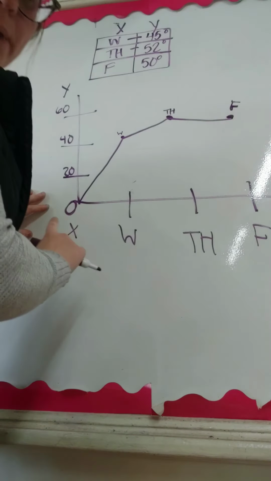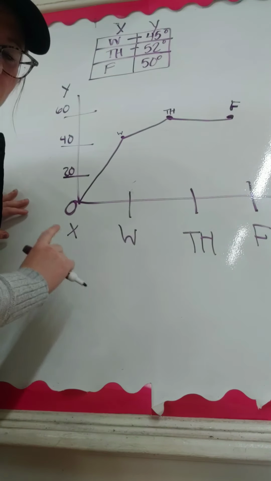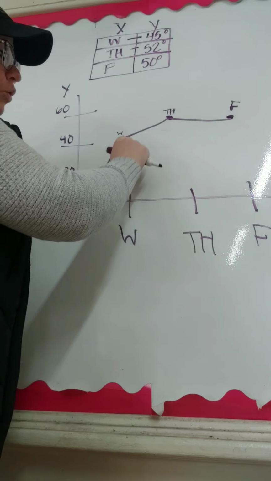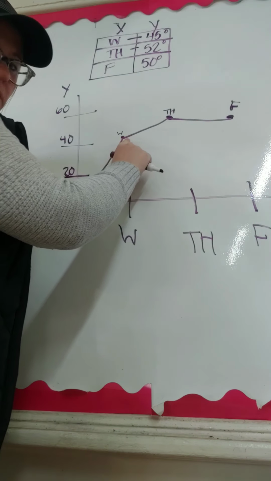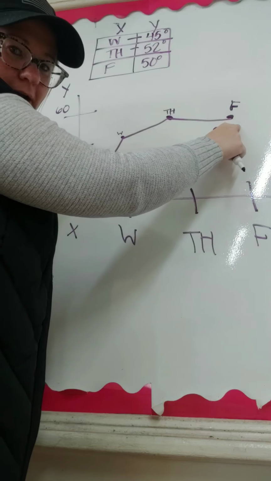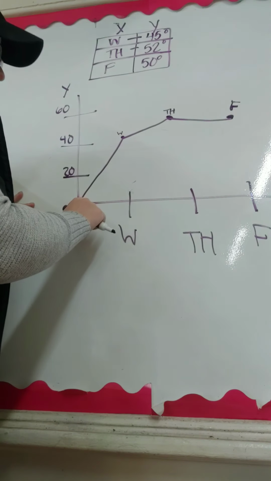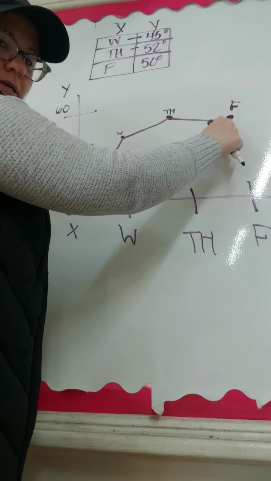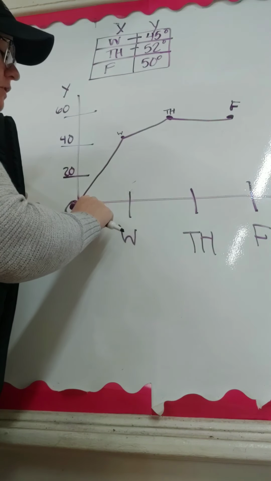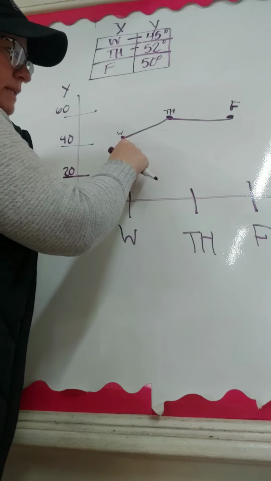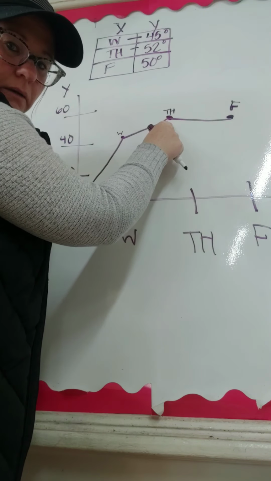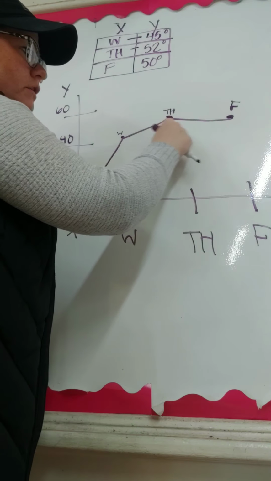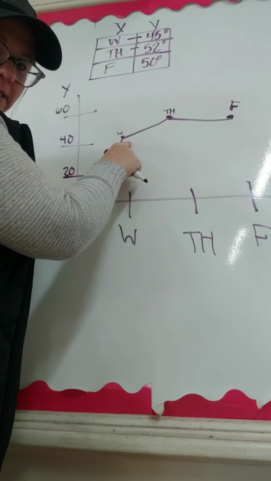So, by our line graph, what can we conclude? We can conclude that it was colder on Wednesday than it was on Thursday and Friday. We can also conclude that it was colder on Wednesday than it is today. We can also conclude that it was colder on Wednesday than it was on Thursday. We can also conclude that it was warmer Thursday and Friday than Wednesday.